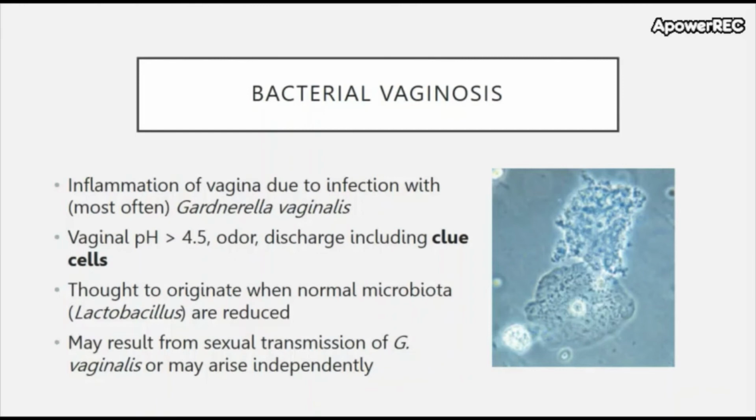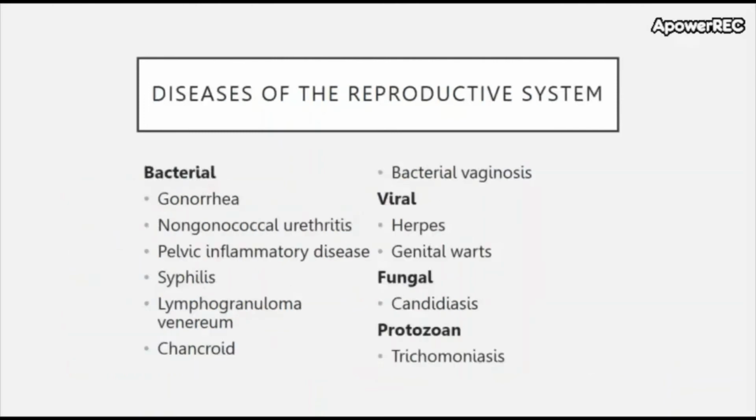Now, clue cells are cells of the vaginal epithelial lining that are covered in a biofilm comprised mostly of G. vaginalis. It's thought to originate when normal microbiota, so mostly our lactobacillus, are reduced in numbers. And it may result from sexual transmission of G. vaginalis or may arise independently. So that does wrap up our discussion of bacterial sources of reproductive system diseases. Let's briefly cover a couple of viral sources.